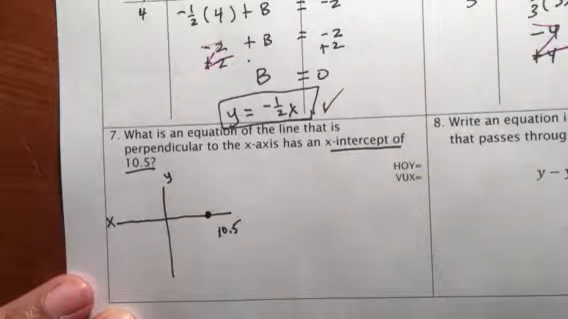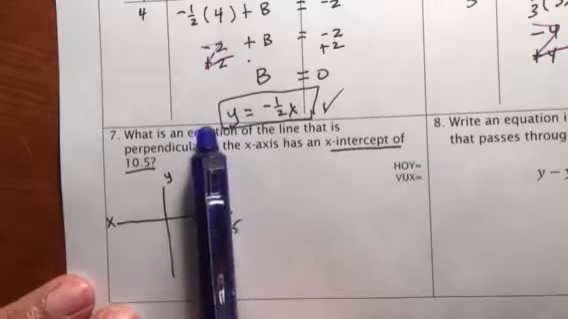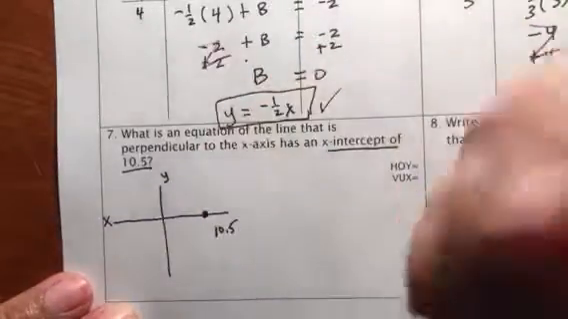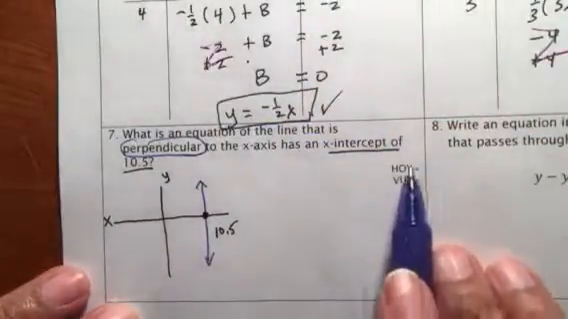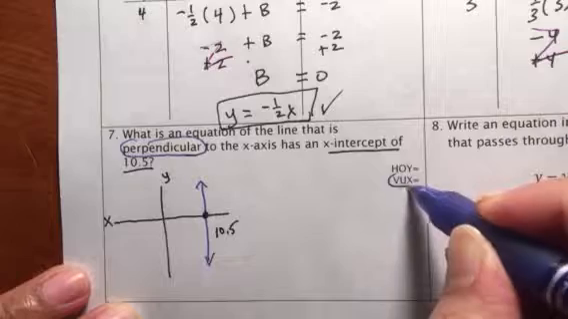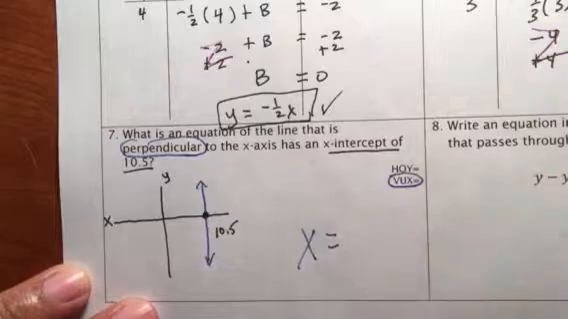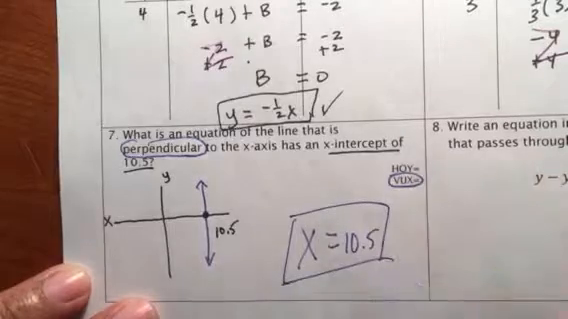Well, I need a line that's perpendicular to that. Well, perpendicular, if I draw a line that goes this way, that means the x-axis is perpendicular. If I were to draw it this way, it would be parallel. Since I need it to be perpendicular, that means I need this to go up and down like this. And this was a little hint. Which one of these do we need? HOY VUX. Well, since this is a vertical line, that means I need the VUX, which means I need x equals, well, what does x equal? 10.5. And there's your answer.